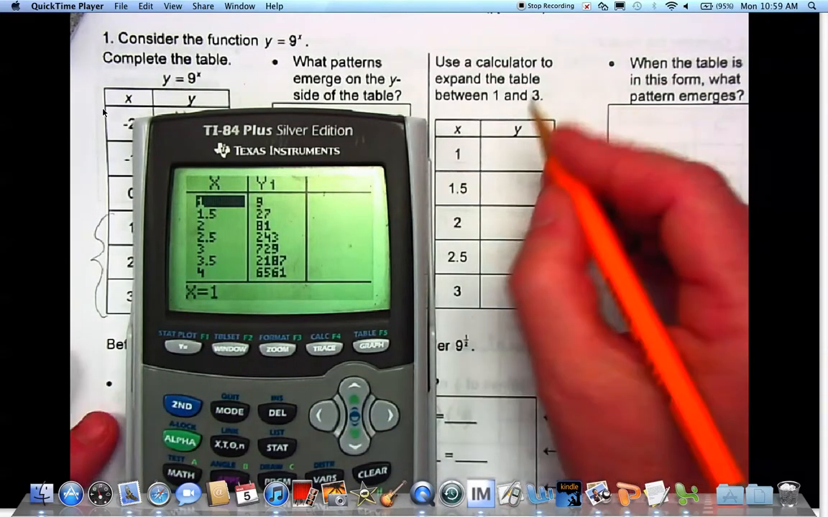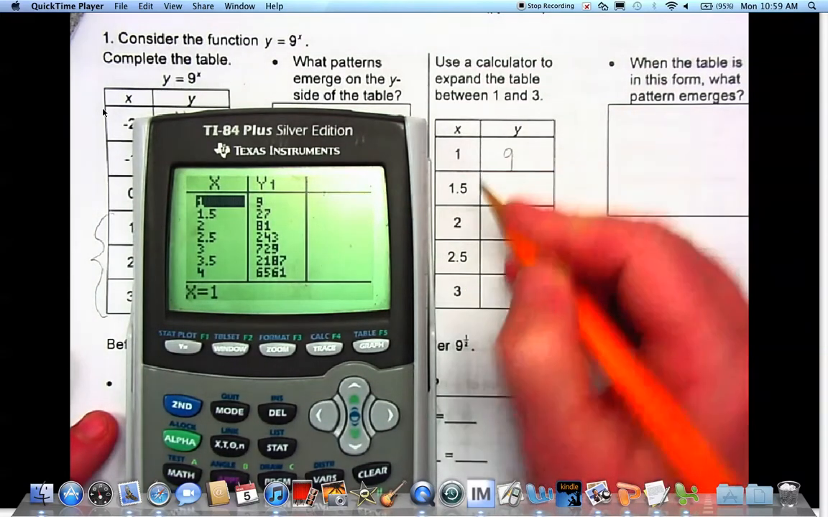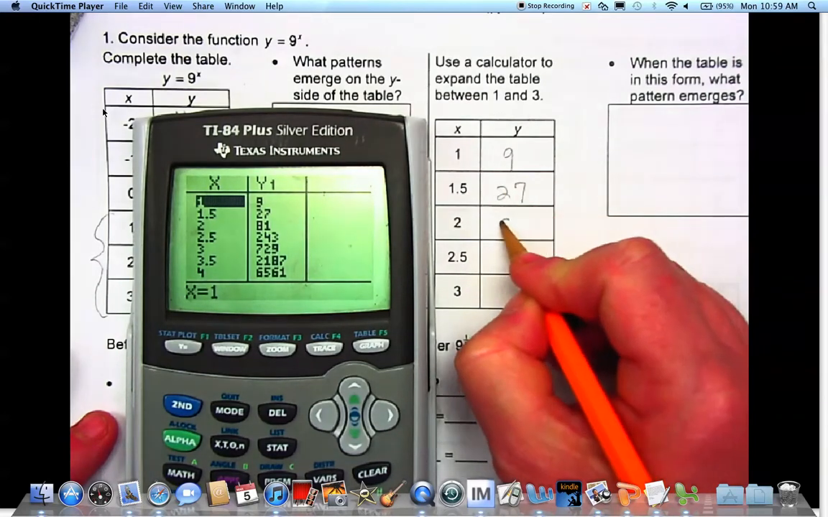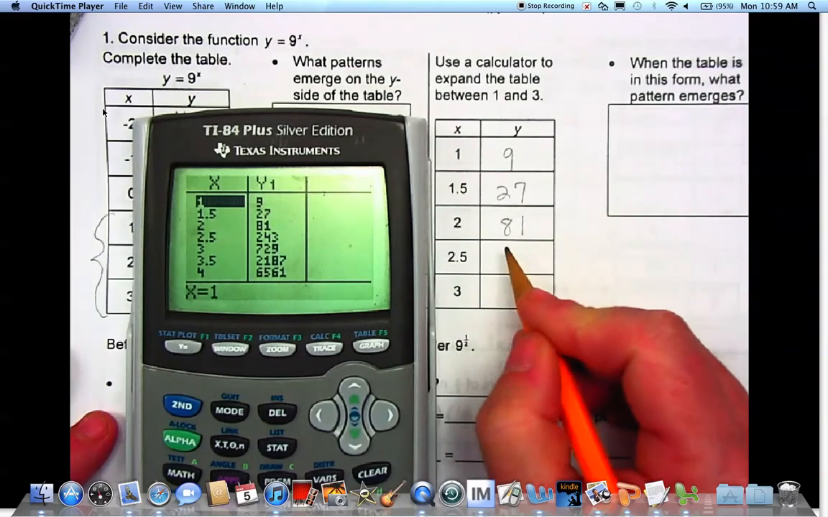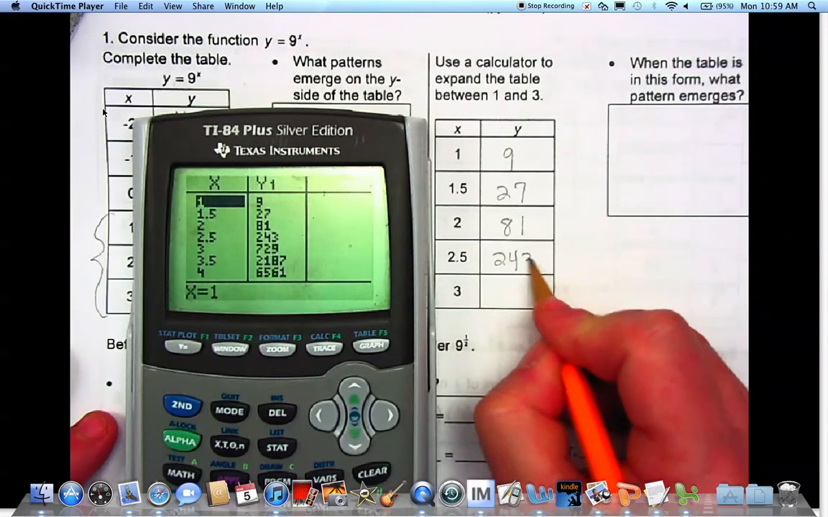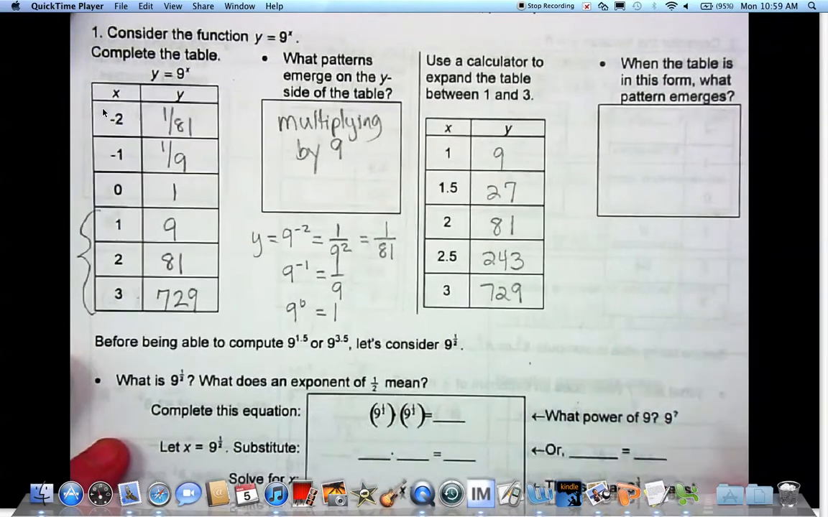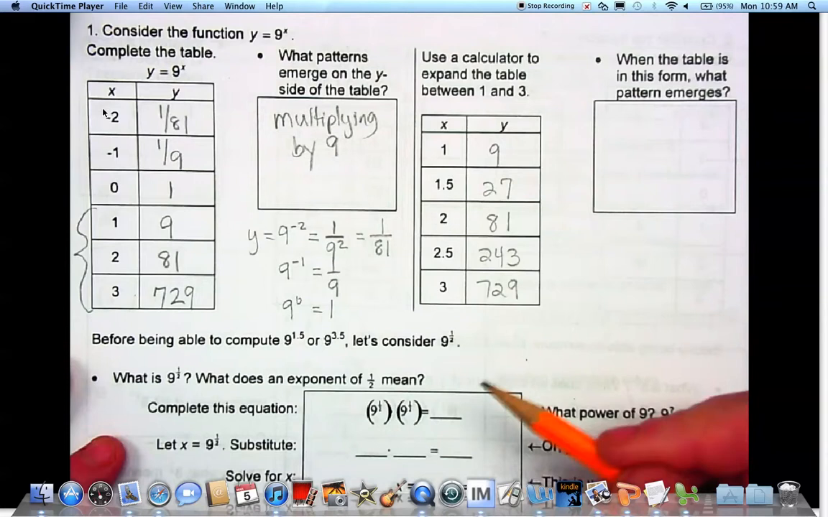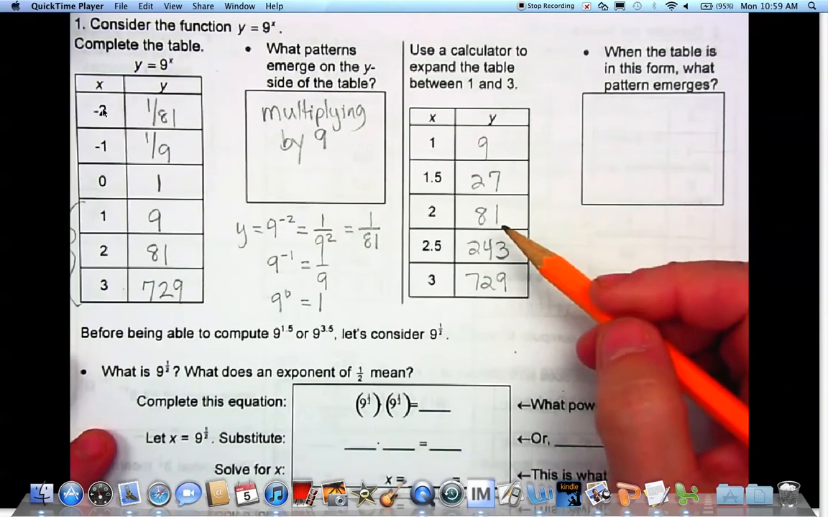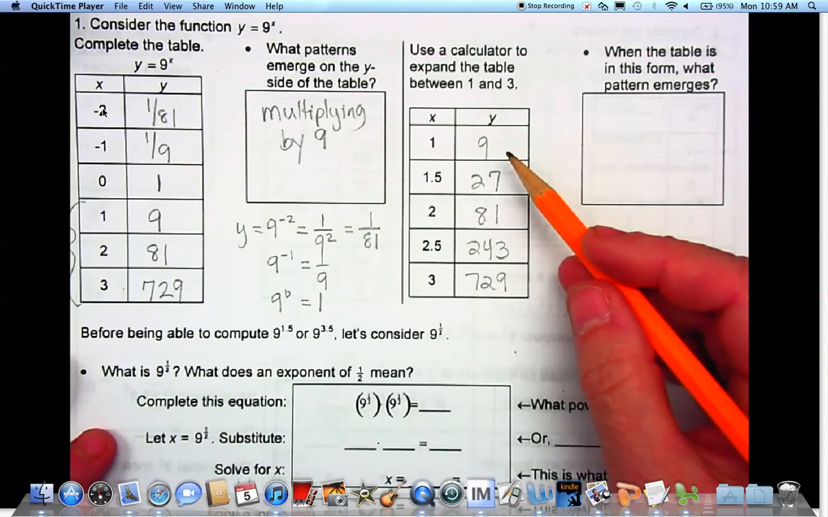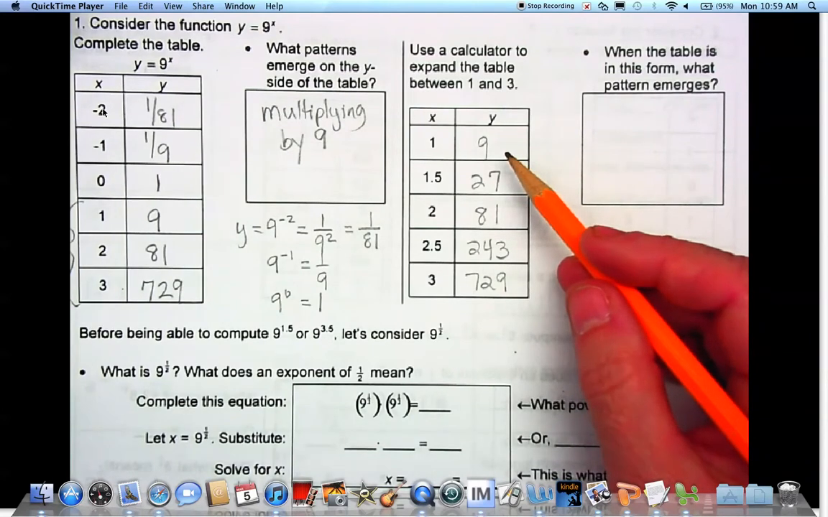And so 9 to the 1 is 9. What's 9 to the 1.5? 27. 9 to the second is 81, 9 to the 2.5 is 243, and then 729. Okay, we need to see why 9 to the 1.5 is 27. Because 1 times 9 is 9 and half of that is 4.5. That didn't work. Good try though.